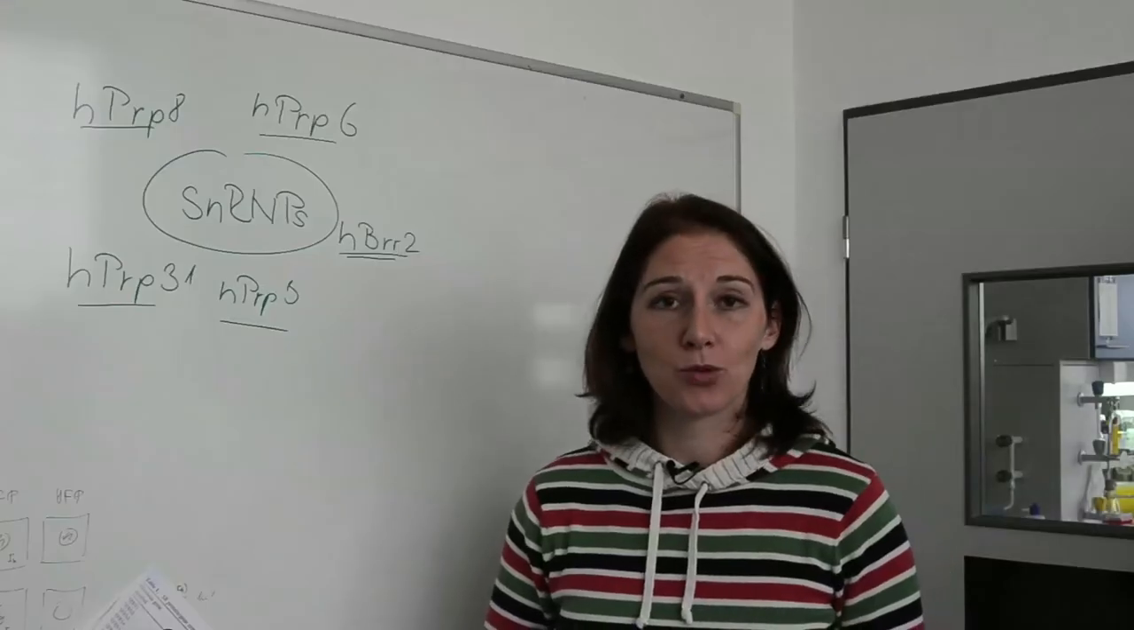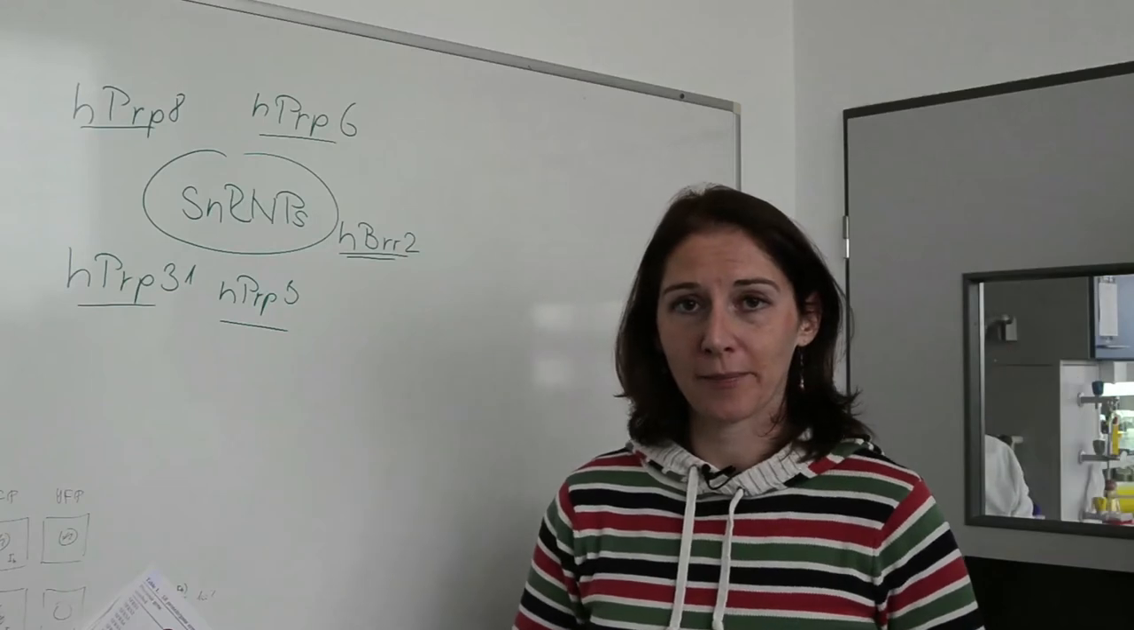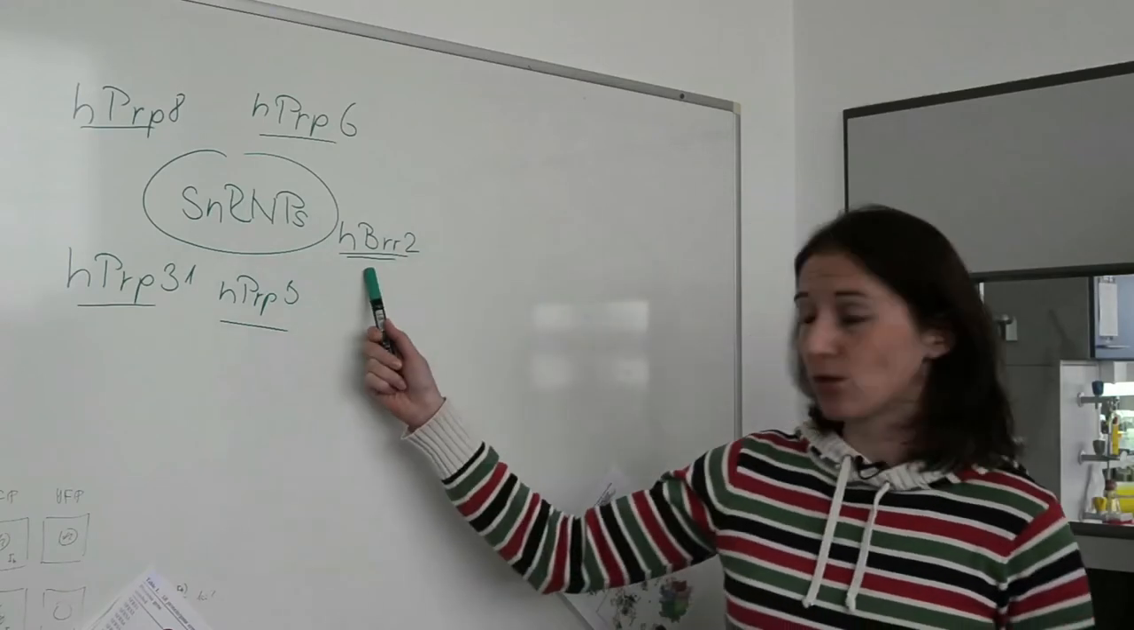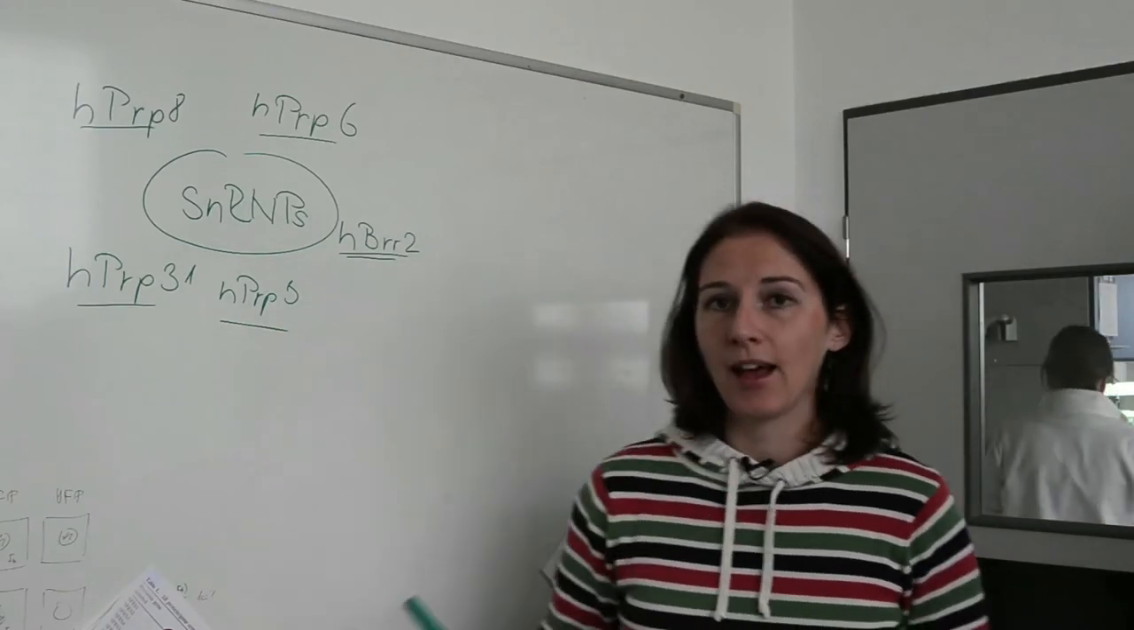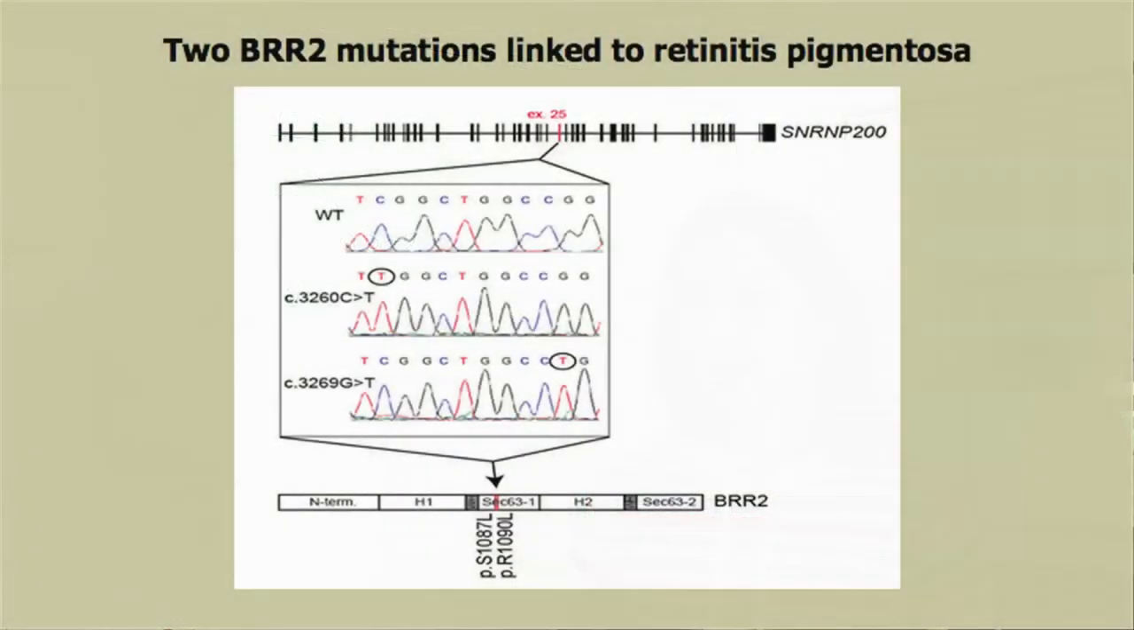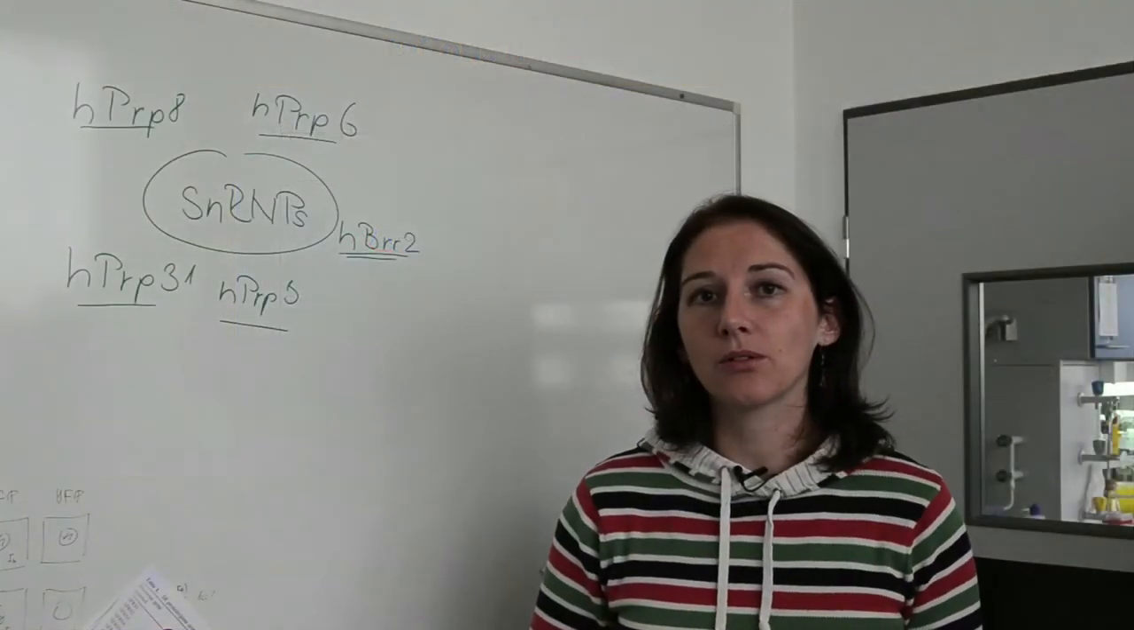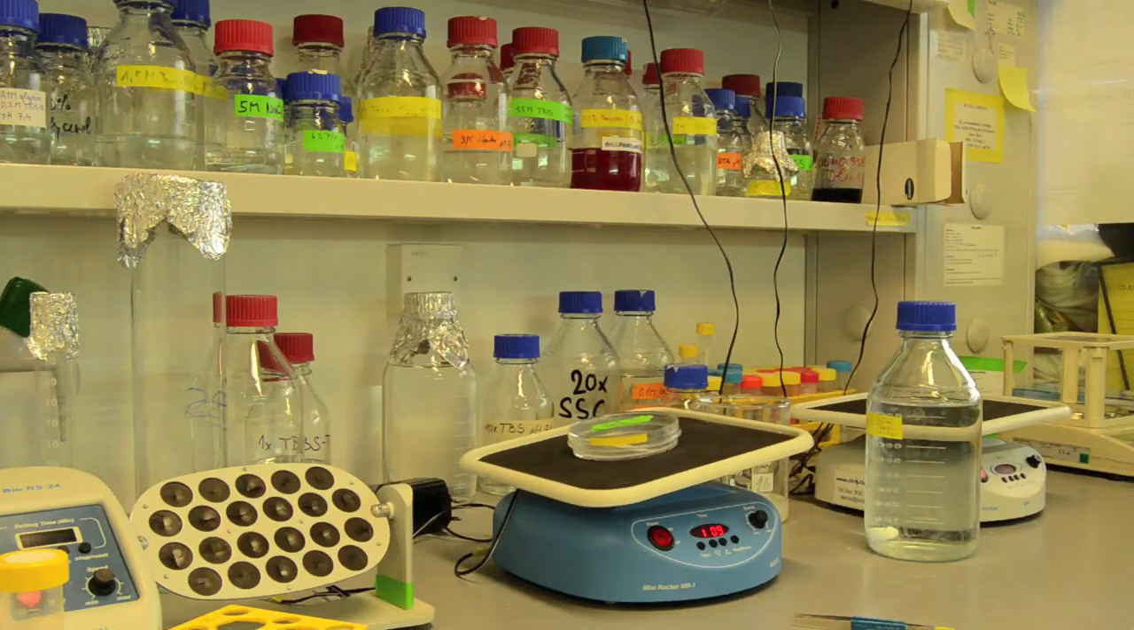Hello, I'm Zuzana Cvačková, I'm postdoc in this lab. We studied 2 mutations of BRR2. They both result in amino acid alteration, and they are situated in N-terminal helicase domain of BRR2 that plays important role in RNA duplex unwinding.